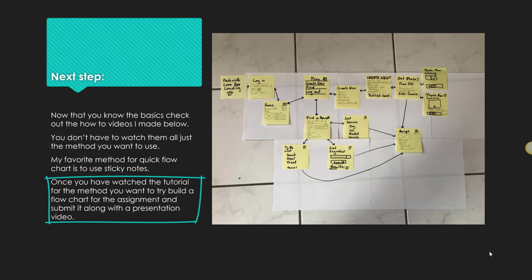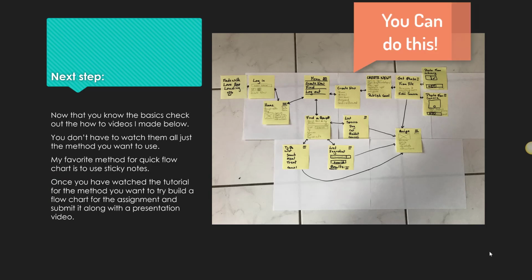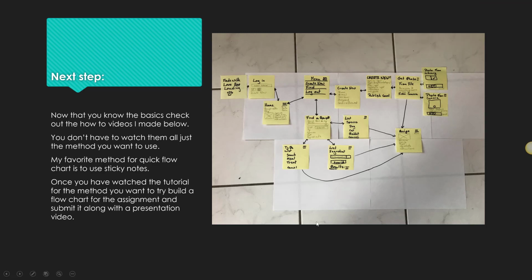Read the parameters, the type of app that I'm asking you guys to build a flowchart for, and attempt to build a flowchart with this method, and then create a short presentation video that tells me how you envision people moving from screen to screen within that app. Okay, let's get going.